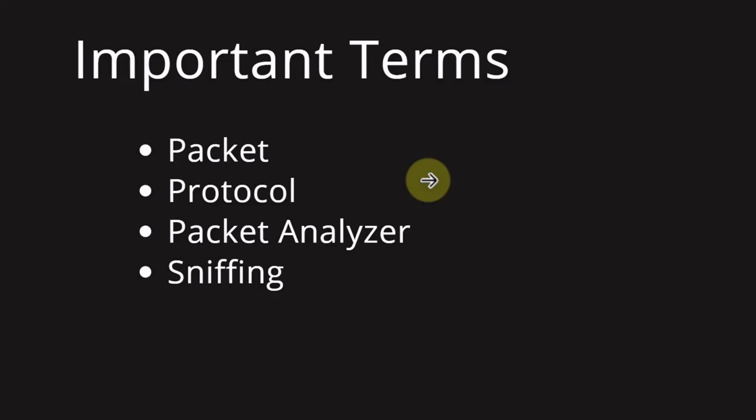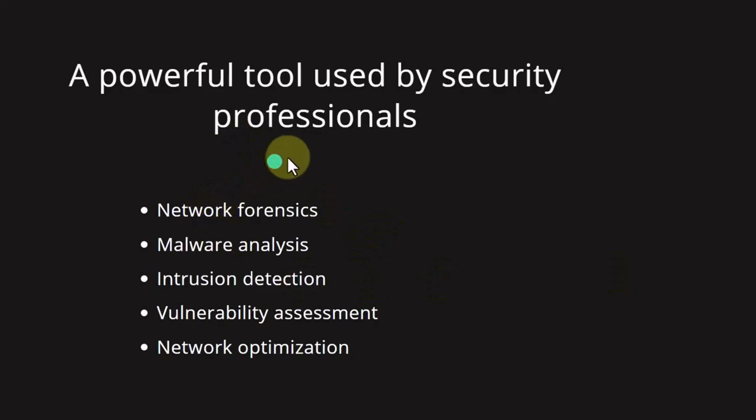Packet analysis and sniffing are commonly used by network administrators, security professionals, and developers to troubleshoot network issues, monitor network activity, and identify security threats. By analyzing network traffic, users can gain insights into the behavior of network applications and devices as well as detect anomalies that are suspicious. Wireshark is a powerful tool used by security professionals. They use it to analyze network traffic and detect network security threats. Here are some ways in which security professionals use Wireshark.